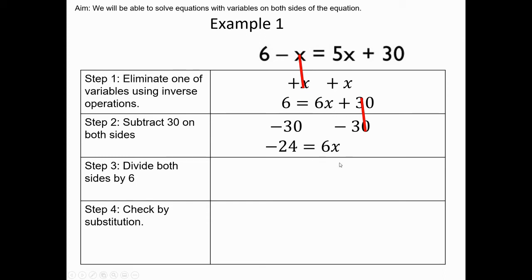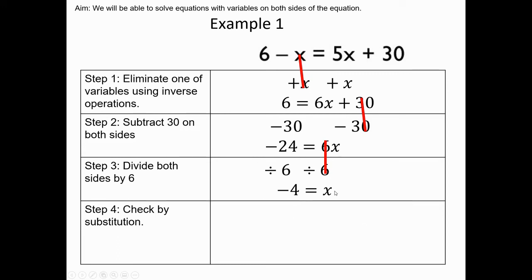Now we have to get rid of the 6 in front of the 6x, guys. If you're thinking we should subtract 6, you're wrong, because it's 6 times x. So the opposite of multiplying by 6 is to divide by 6. And that'll cancel out right there. So negative 24 divided by 6 is negative 4. And that leaves us with the x on the right side. So now we have x equals negative 4.